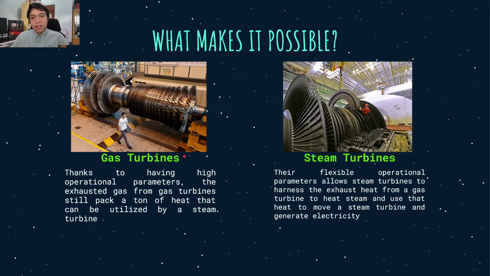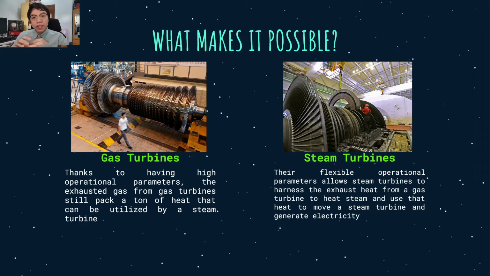So what makes the combined gas cycle possible? Gas turbines, as per their natural state of operation, have high operating temperatures. Now, even if your gas turbine can push out 200, 300 megawatts of power, it's still exhausting a relatively hot amount of gas. So for our case, this gas still packs a ton of heat.